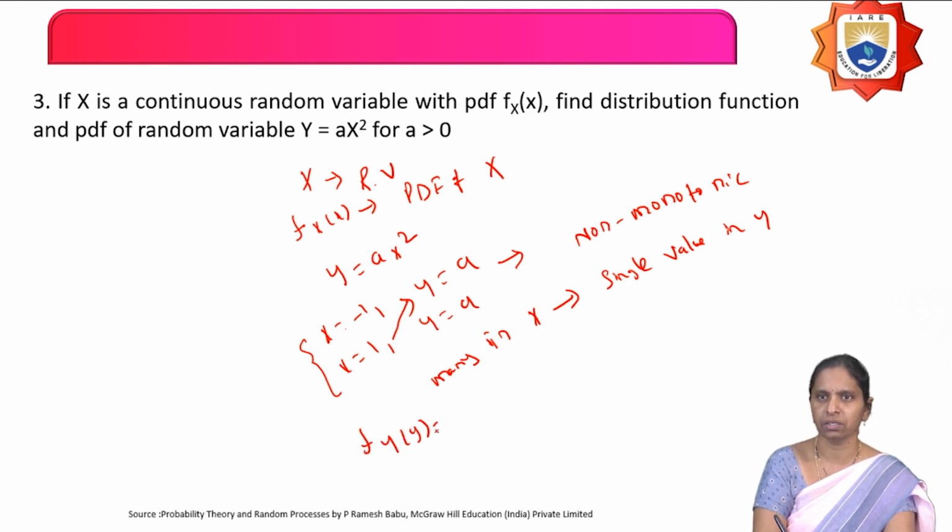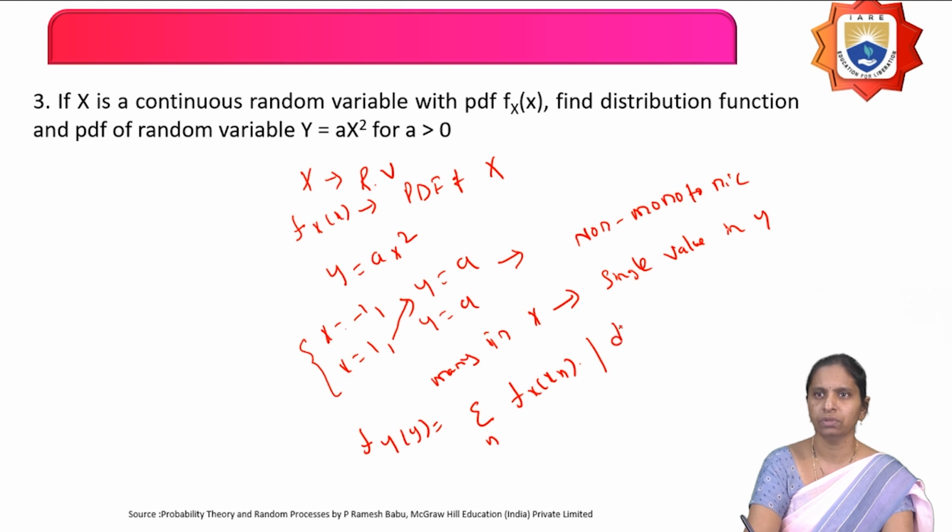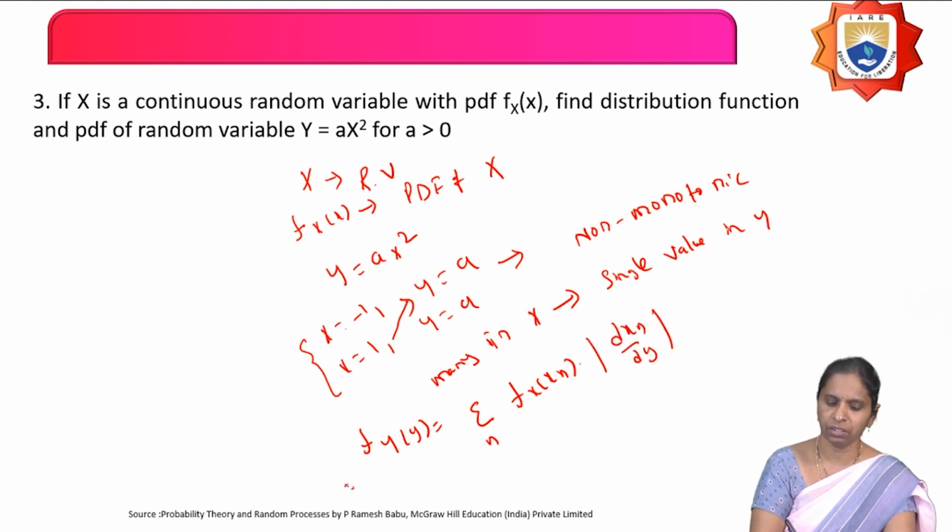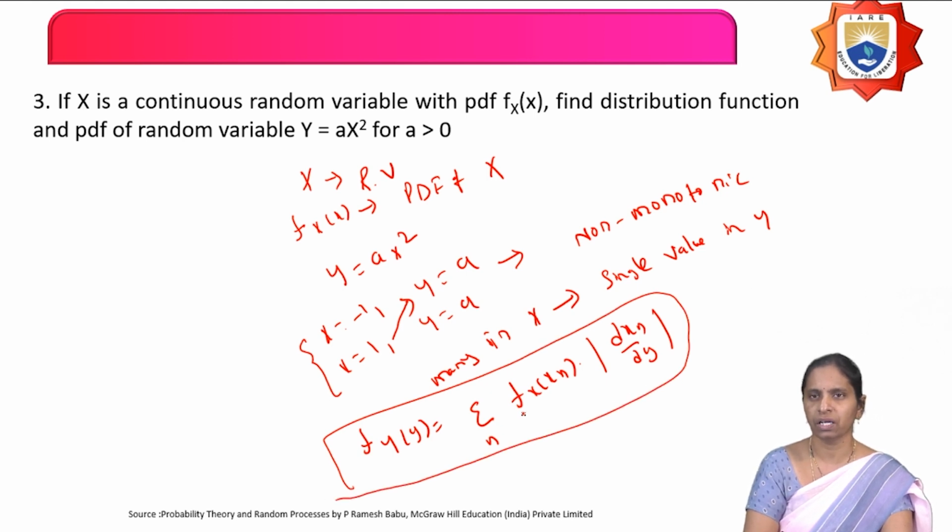fy of y is equal to sigma over n of fx of xn into mod of dxn by dy. So, this is the density function of the non-monotonic transformation of the transformed random variable. Here, what do you have to calculate? You have to calculate not only the density function, you have to calculate the distribution function also.